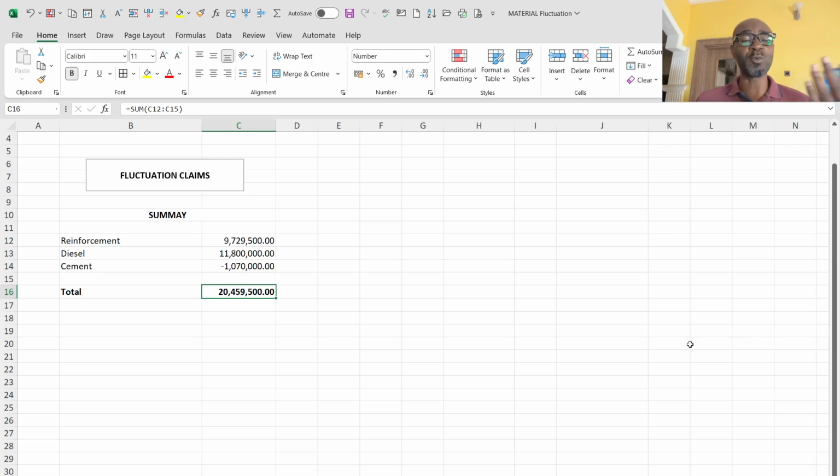So having said that, we'll quickly run through some illustration that I've done on my screen. As you can see, I have a summary sheet for reinforcement, diesel, and cement. For the reinforcement, it is a positive claim to the contractor, while for the diesel it is also a positive trend for the contractor, while for the cement it is a negative claim to the contractor. So he is going to refund 1,070,000 to the client.